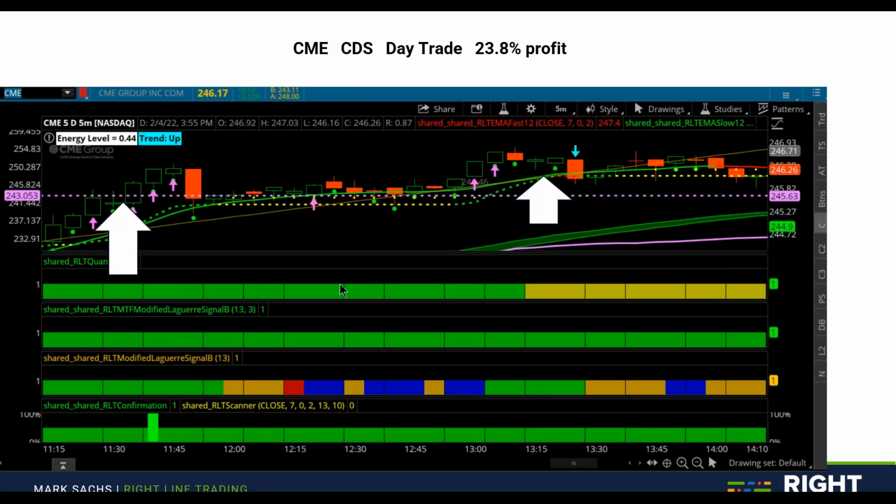This was a day trade that we did, I think it was yesterday actually. And it was a call debit spread. Did get in here. Again, we're looking at the indicators here. We got all green, right? Green.